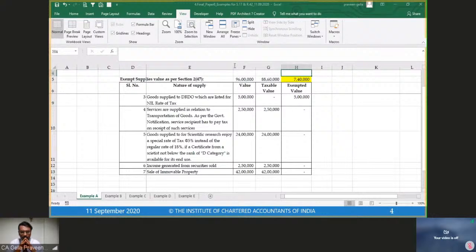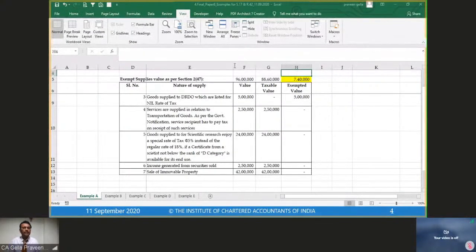Srinivas says 1.24, not correct. Hiba Khan says 51,90,000. Akshay says 54,90,000. Most of you have got 54. Probably you got 54,90,000 because you included that 42 lakhs. If I include 42 lakhs, 49 lakhs is coming.